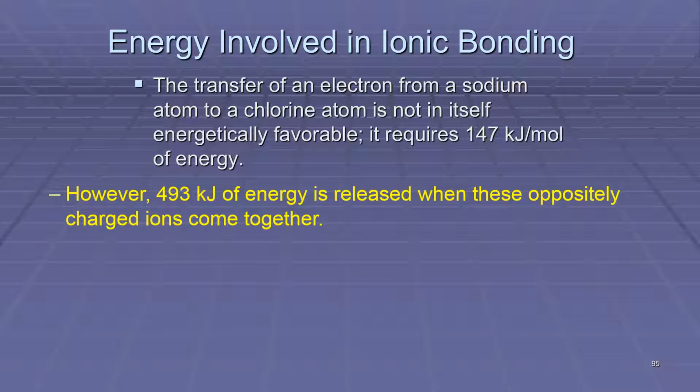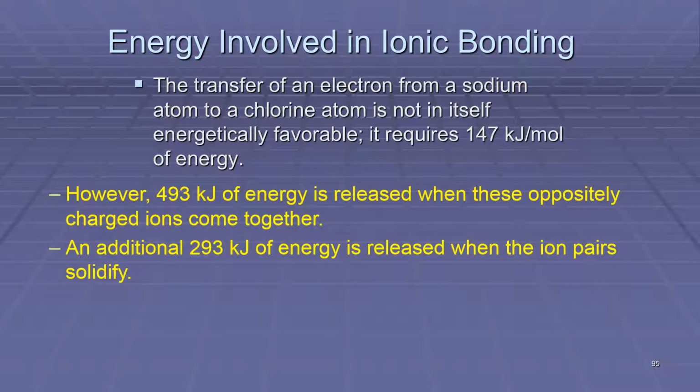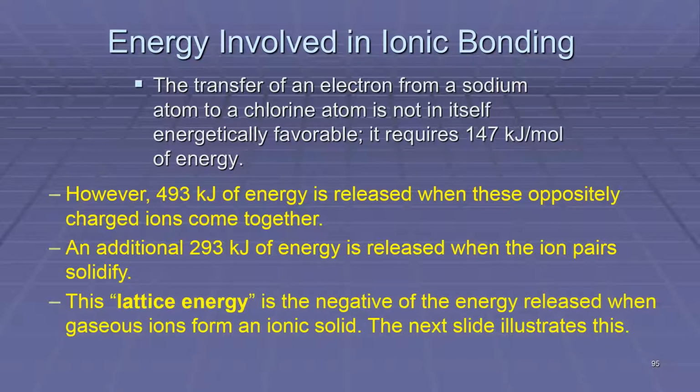And then it turns out that once those ions come together and solidify, another 293 kilojoules of energy is released. So even though you have to put a little bit, 147 in, you get almost 800 back out. If you approximate 800 minus 150, it is about 650 overall out. So it's definitely worth the little bit of energy that you need to put in. So this extra energy released when these charged ions come together and form a solid is called lattice energy.